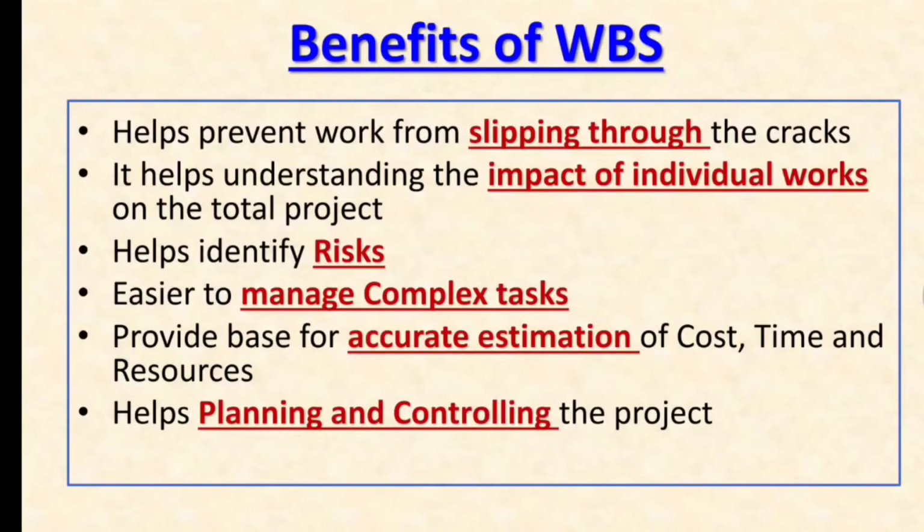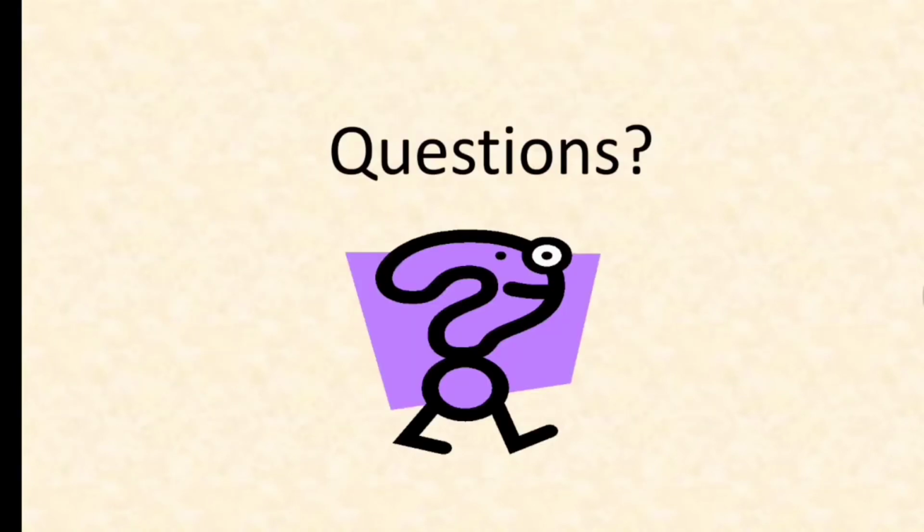Then, it is easier to manage complex tasks. When it is a complex task, like a big project you are not aware of, when you break it down, you understand it and the complexity goes. Then it provides a base for accurate estimation. It is simple, because as you break down into smaller things, you will be able to estimate in exact terms. That helps planning and controlling, as I showed you on the previous slide.